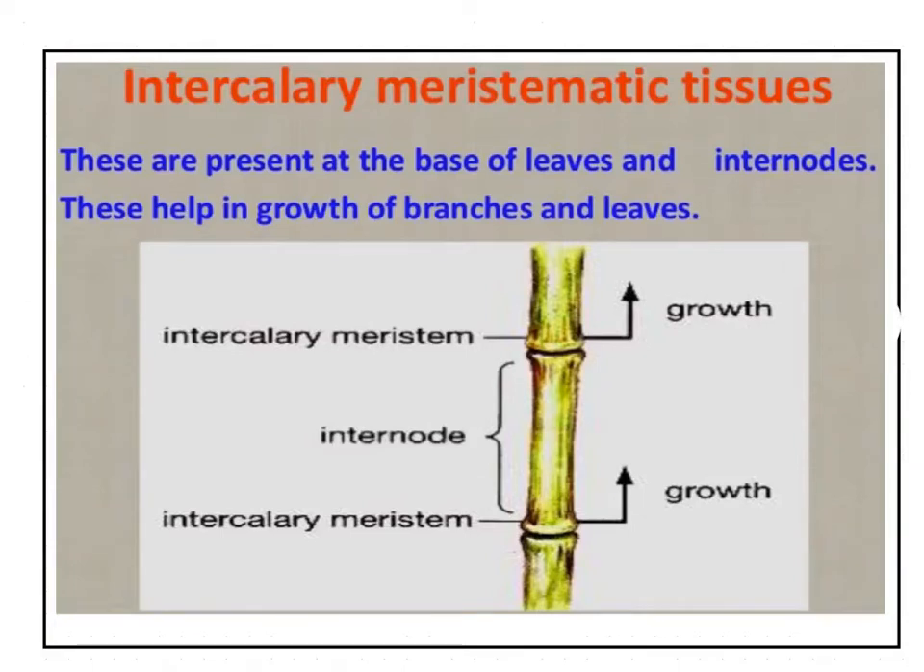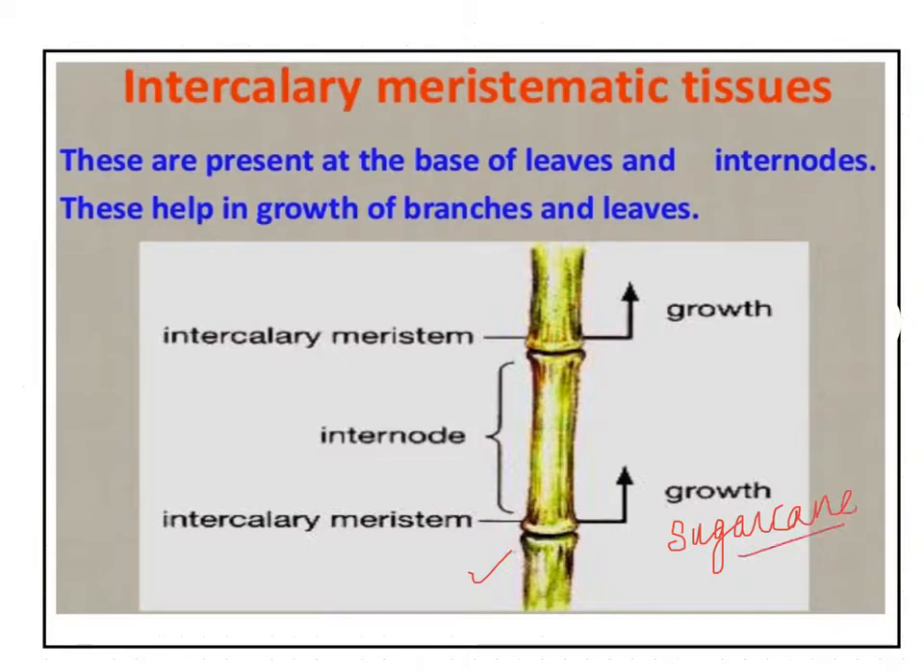Now next that we have, third is the intercalary meristematic tissue. What is the third one? Intercalary meristematic tissue. Now just look at the picture. Can you identify this picture? Can you identify this plant, dear students? This is a plant of sugarcane. Okay everyone, this is a plant of sugarcane.